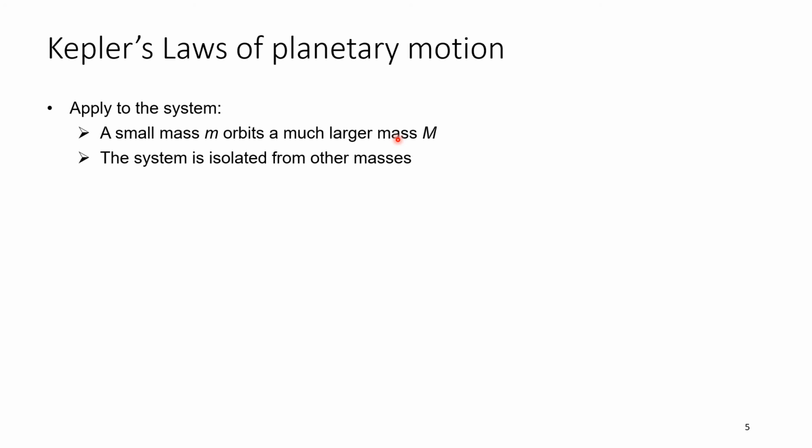Also, the system has to be isolated from other masses. This allows us to neglect any small effects due to outside masses. There is a classical set of 3 laws called Kepler's laws of planetary motion that describes the orbits of all bodies satisfying these 2 conditions.